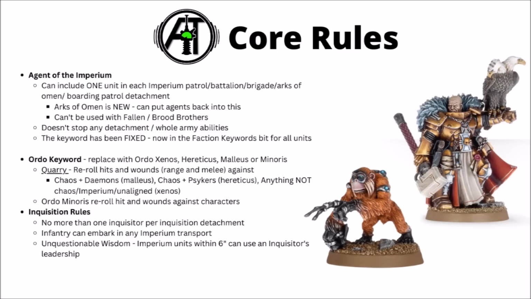If you take Malleus, then the units reroll hits and wounds against Chaos and Demons. If you take Hereticus, it's Chaos and Psychers. If you take Xenos, it's anything that isn't Chaos Imperium or unaligned. And if you take Minoris, then you get to reroll hits and wounds against characters. The named Inquisitors are locked to the order that they hail from, though you can select this for the other units. It is relevant for psychic powers, but things like warlord traits and relics won't matter anymore.